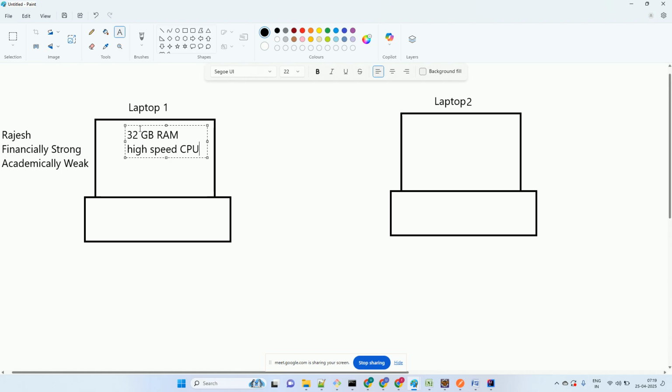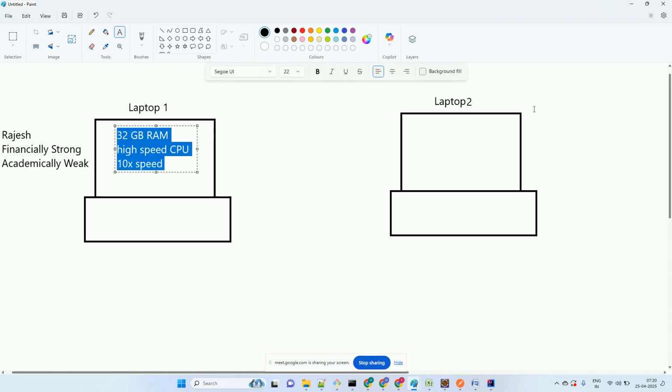Okay, let's say assuming the speed of that, let's say 10x speed. And other higher configurations are also there.